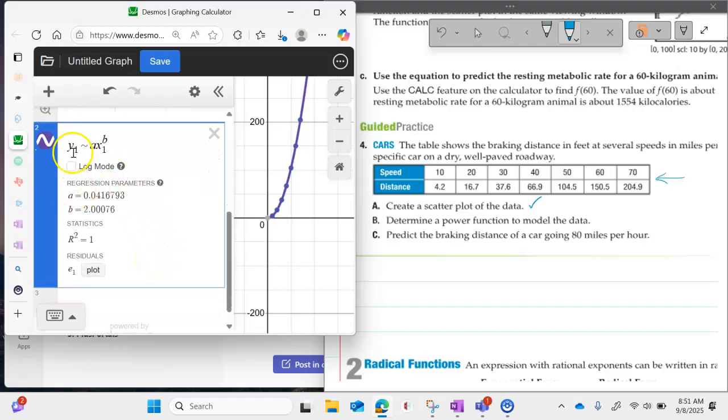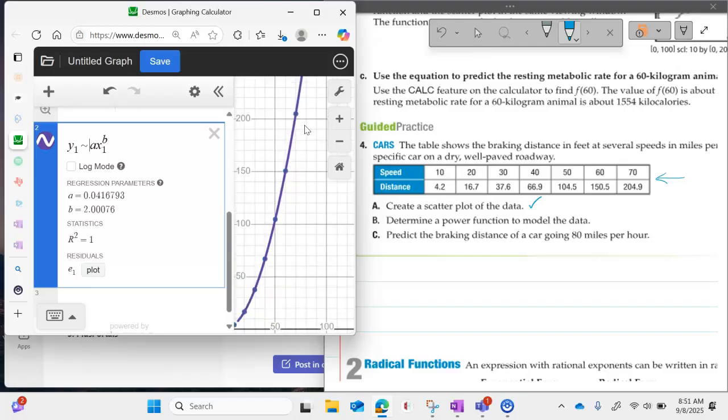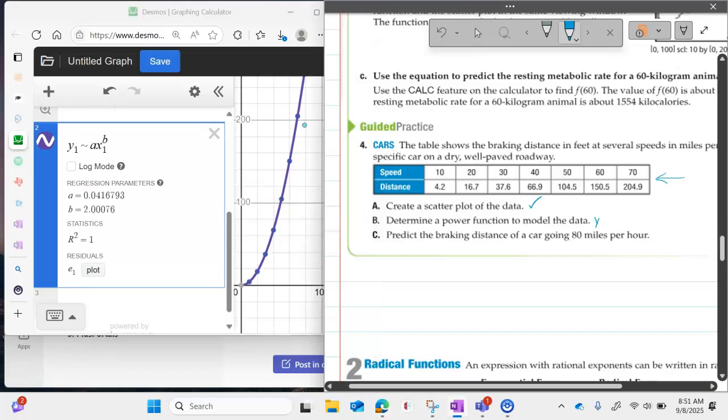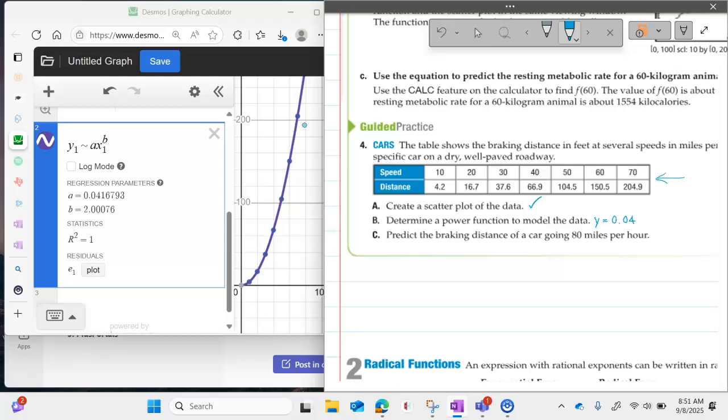It says y equals 0.04 x to the 2.00076. That is a function that if it doesn't go through the points, it kind of looks like it does, but if it doesn't go exactly through, it comes close. So let's copy this function down. Y equals 0.0417. I'm just going to round to 4 decimal places. X to the 2.00076.